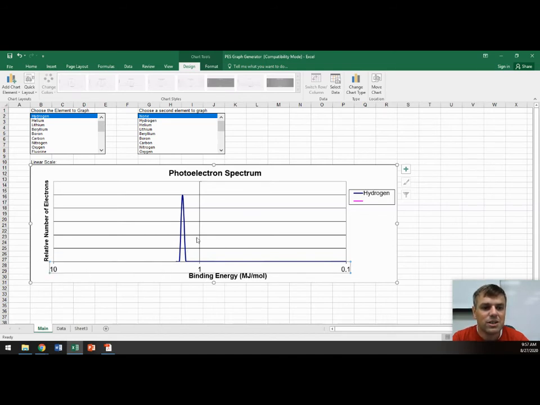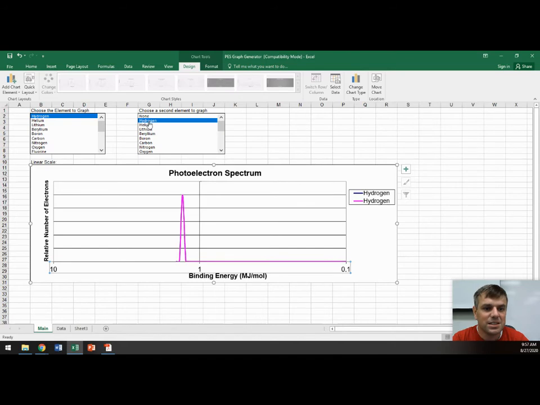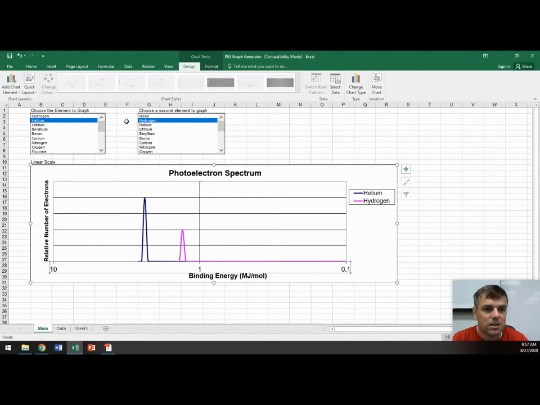So this is a photoelectron spectrum for hydrogen. It only has one electron. This is how much energy it takes to remove it. Look at helium. That's it. If we want to compare hydrogen and helium on the same graph, well, what just happened here? We have hydrogen, and then we have helium. It takes more energy to remove those two electrons from helium than from hydrogen, because helium has two protons, which doubles the attractive force based off of Coulomb's law. So it takes more energy to remove the electrons from helium than from hydrogen.